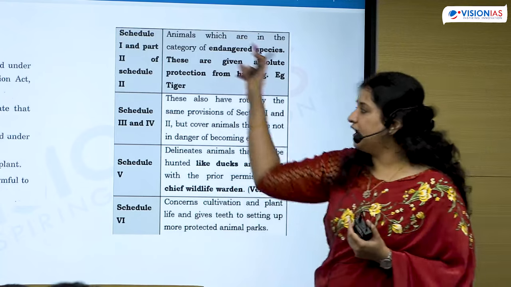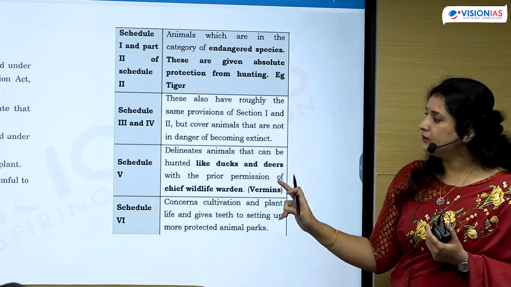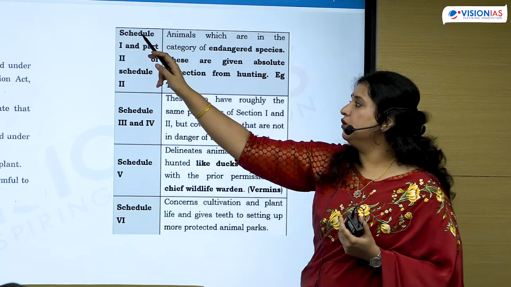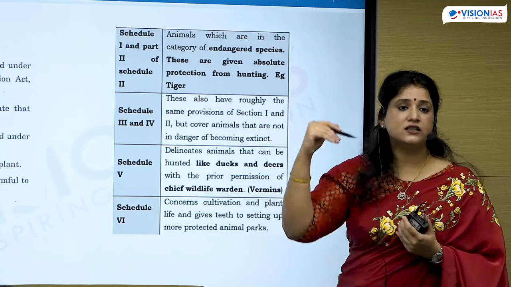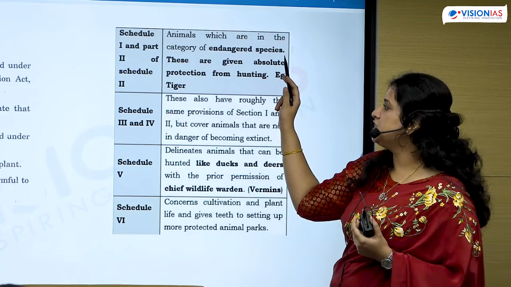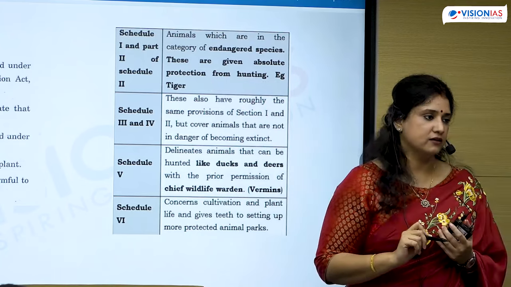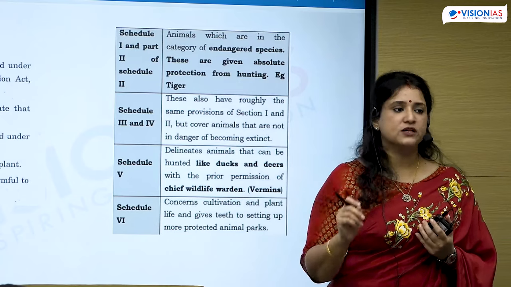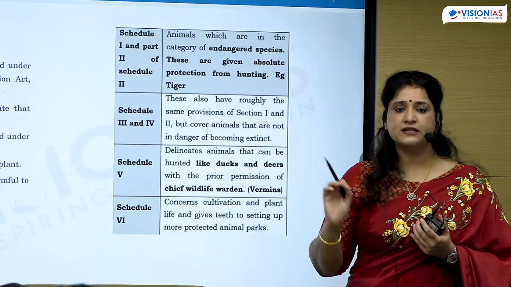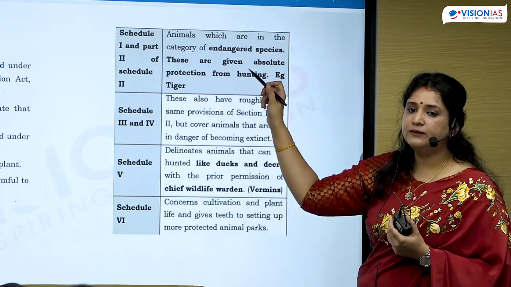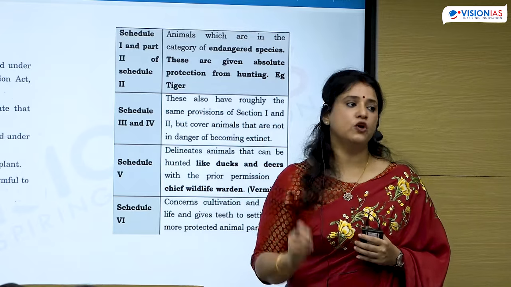The Wildlife Protection Act has 6 schedules towards the end of the act. And what are these schedules talking about? Schedule 1 and part 2 of Schedule 2 both list the names of animals which are endangered species and are given absolute protection from hunting. This endangered is not IUCN endangered, this means that they are under threat, okay? And they will be given absolute protection no matter what. So Schedule 1 means absolute full-blown protection to them.